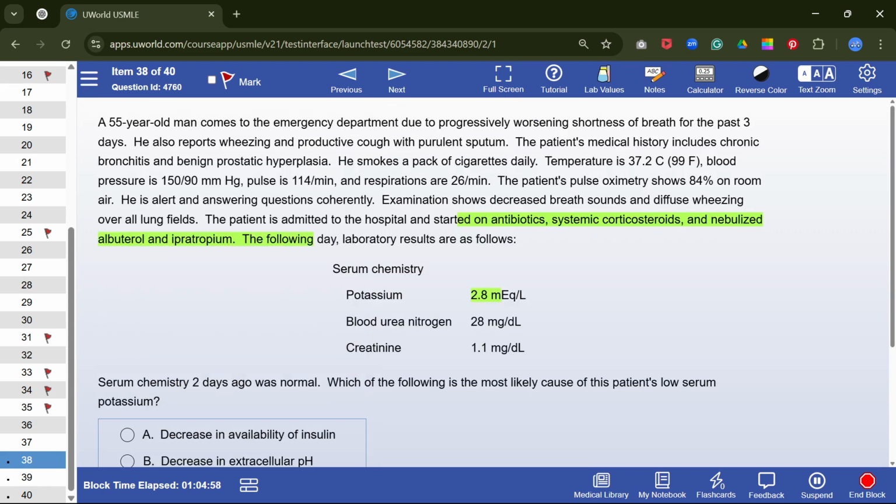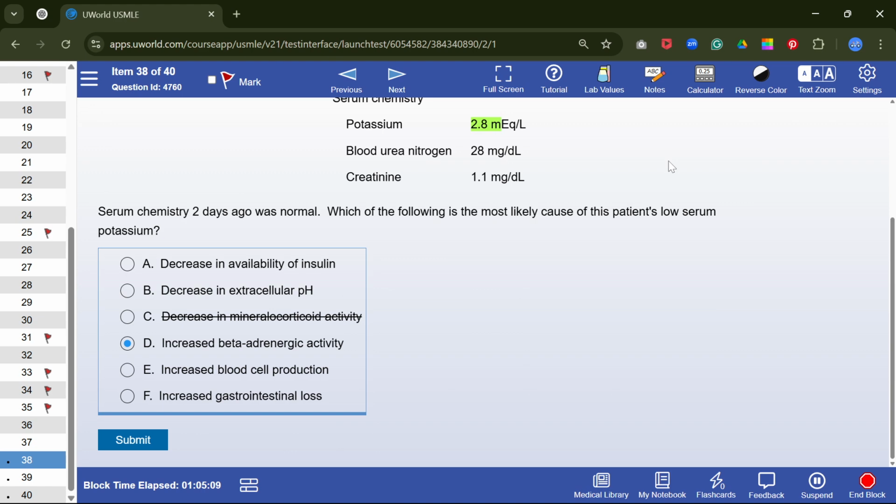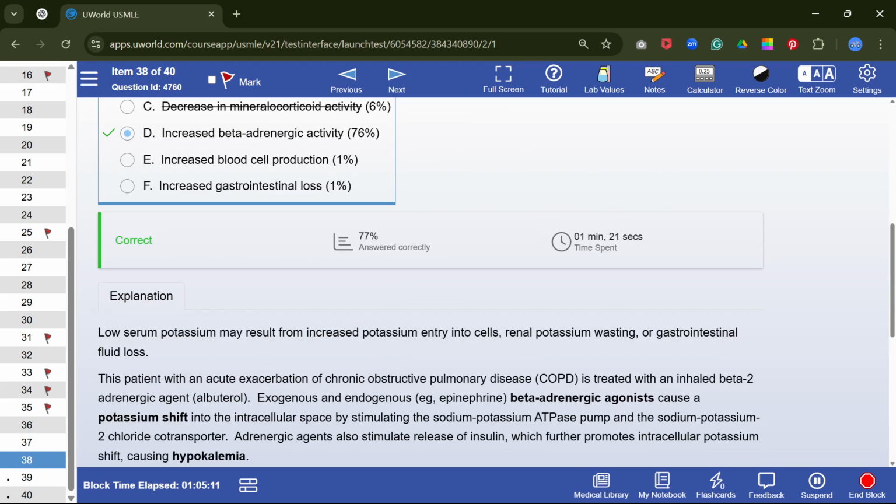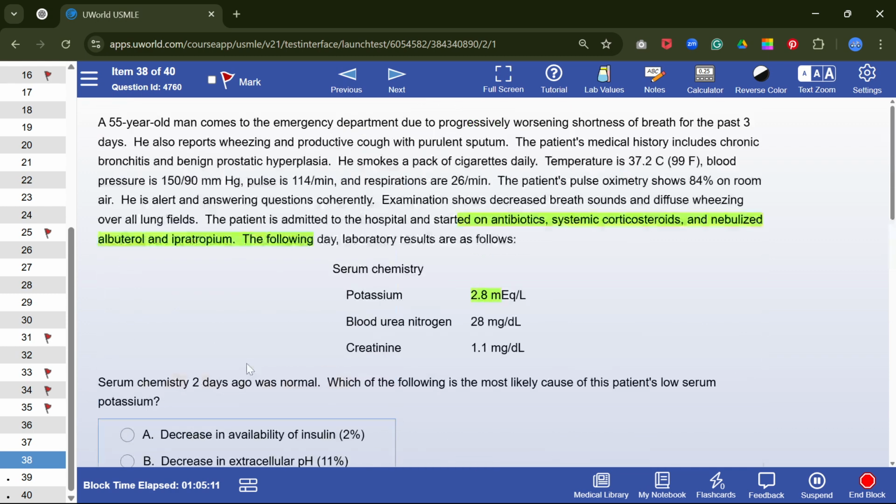Nebulized albuterol can cause hypokalemia. This patient has COPD. Albuterol, a beta agonist, can push more and more potassium into the cell, thus causing hypokalemia.